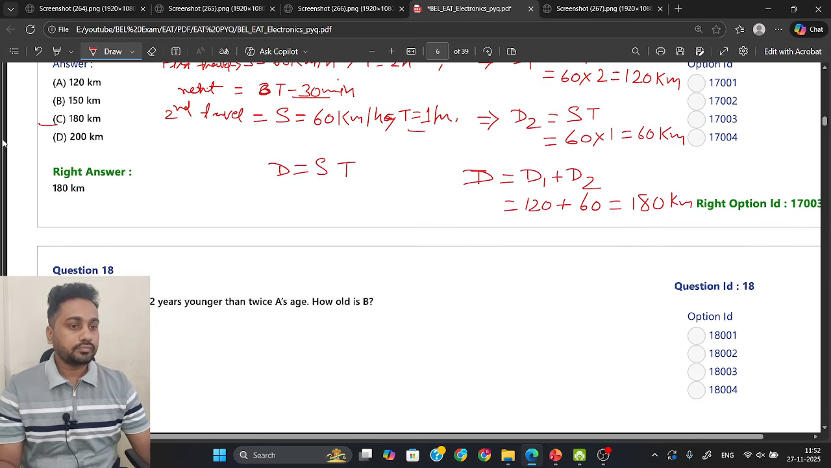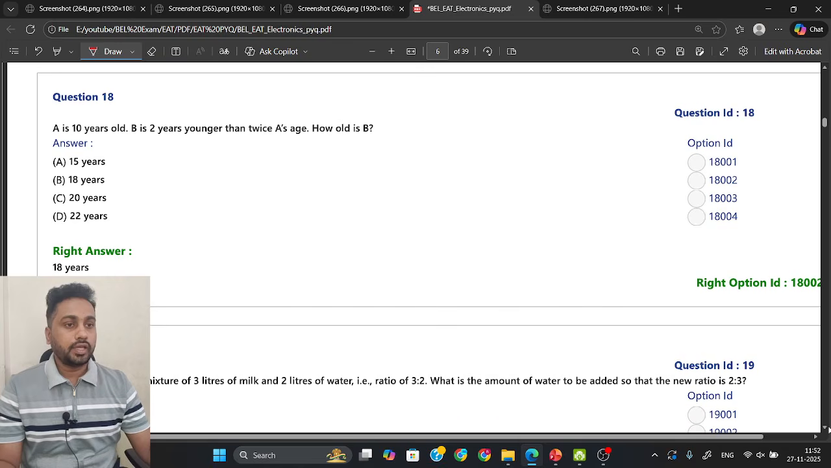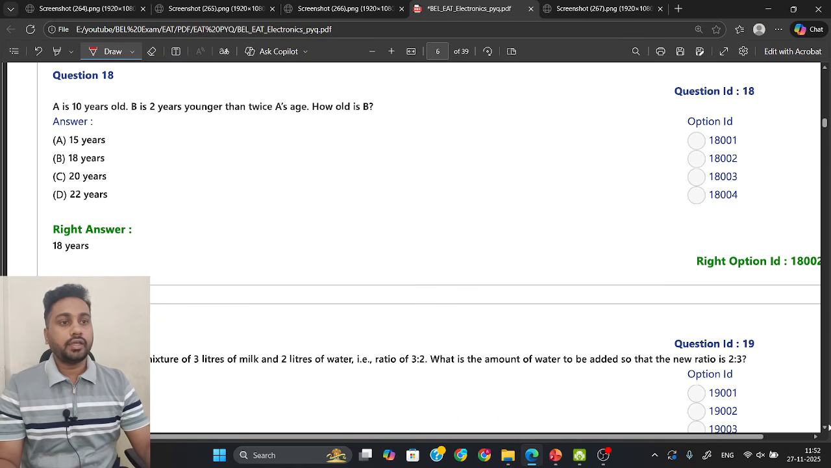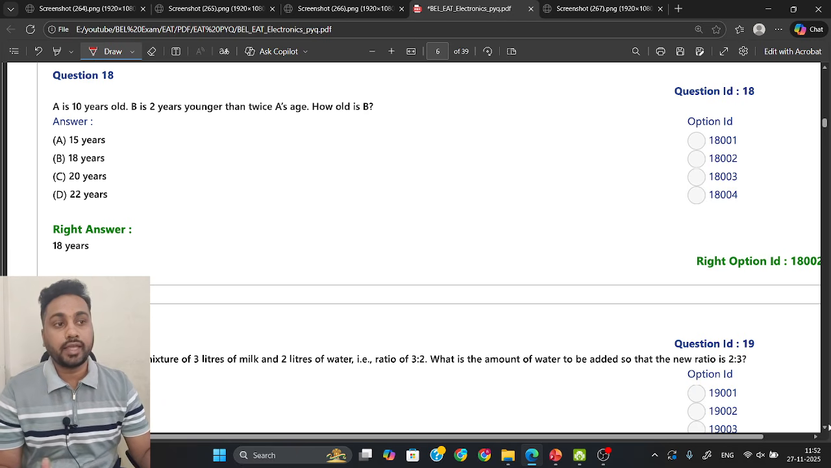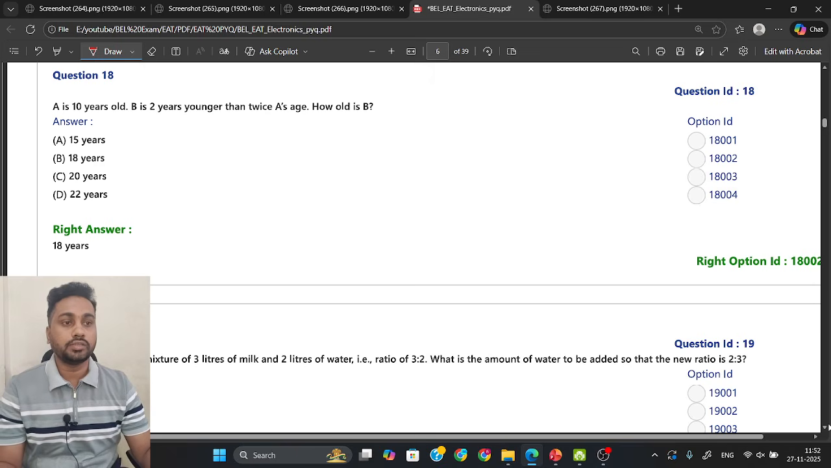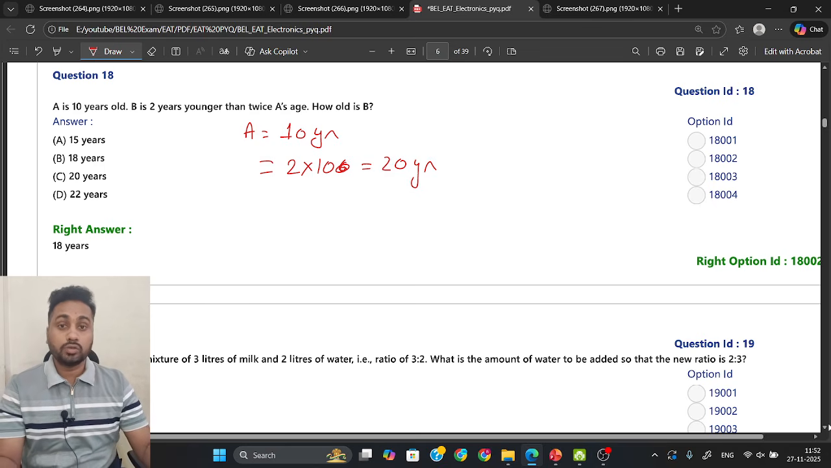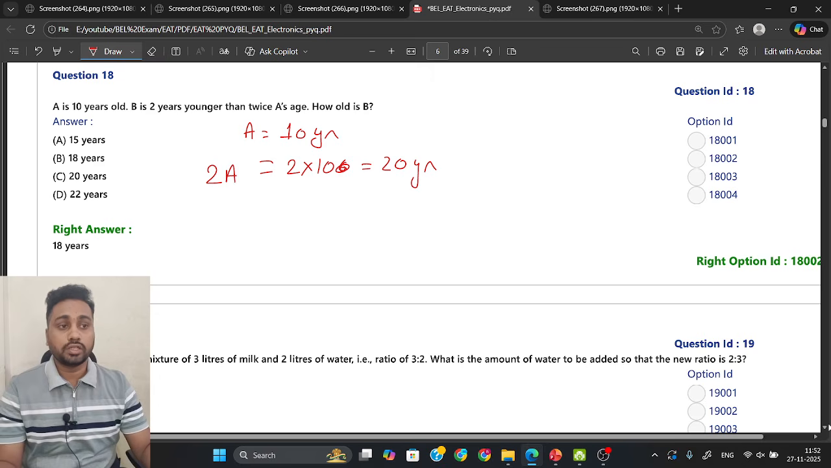Okay, now the next one. A is 10 years old. B is 2 years younger than twice A. How old is B? So A is how much? A is 10 years. And it is saying B is 2 years younger than twice of A. Twice of A means if you do twice of A, you will get 20 years. 2A, you can say, twice of A.